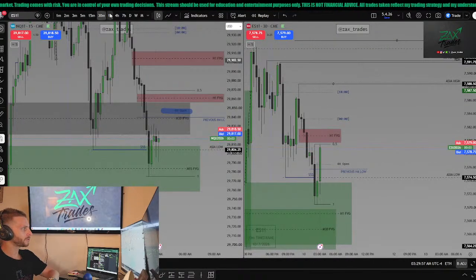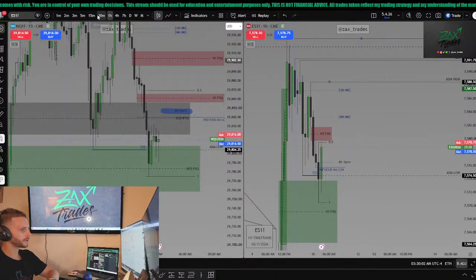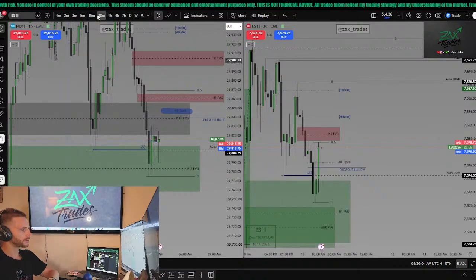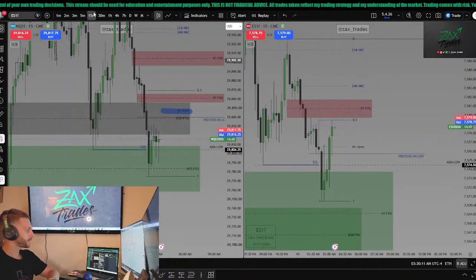Very nice 30-minute candle forming there. Very nice 1 hour candle, 30 minutes left on that. About to get a new 30-minute. We could potentially have a 30-minute fair value gap down here. It doesn't close up.